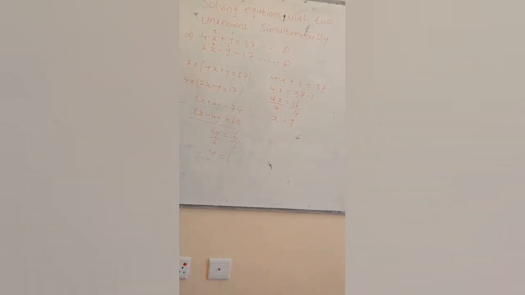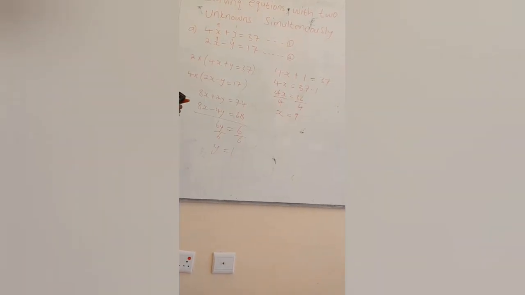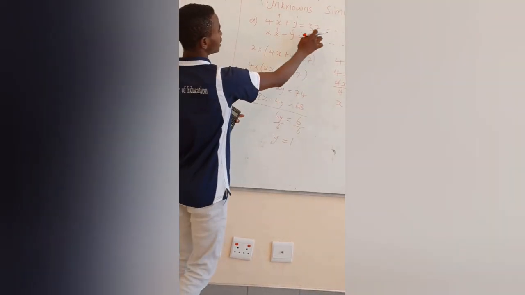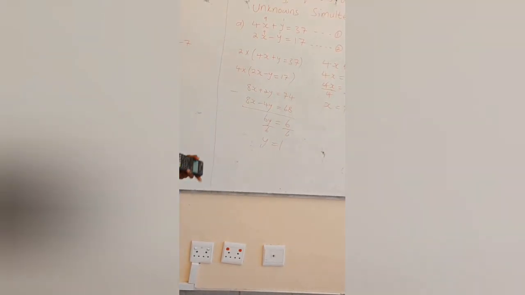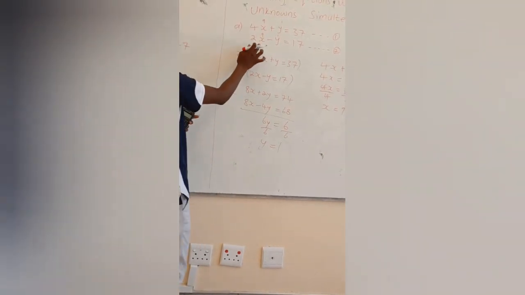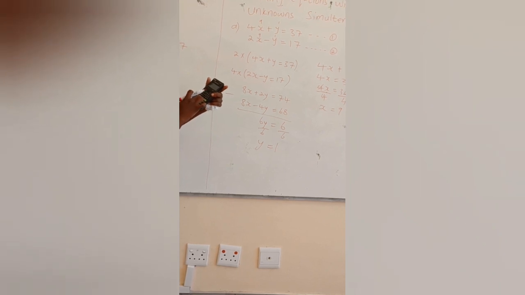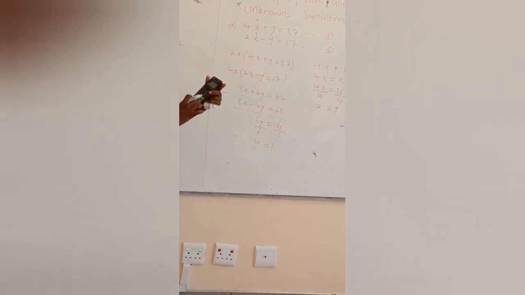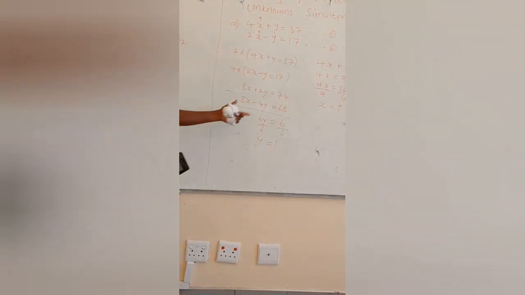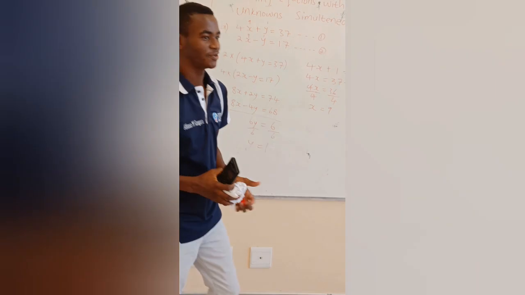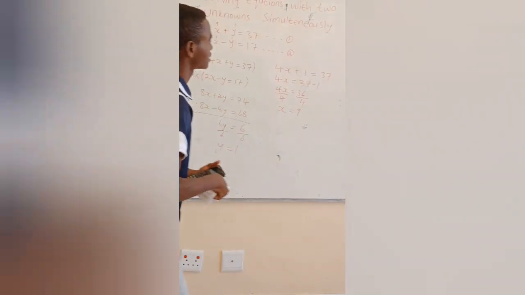Then we try to punch it. 4 open bracket, 9 close bracket plus 1. It's giving us 37. So meaning that the answers are correct, and you proceed to the other one. 2 open bracket, 9 close bracket minus 1 is equal to 17. Like that, it's proven. So meaning that it's correct. Like that, you are just going to get 3 marks.